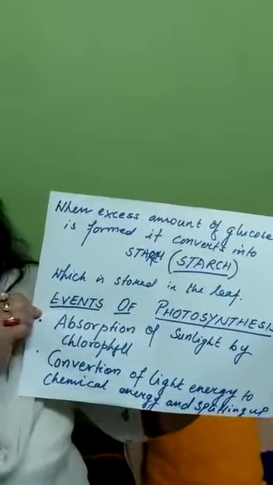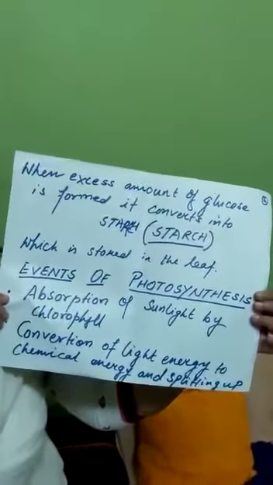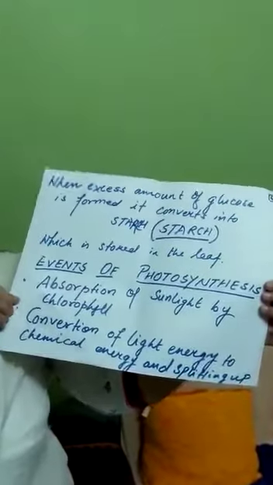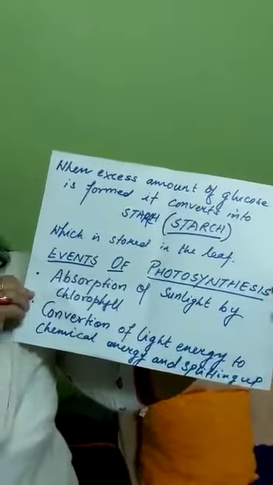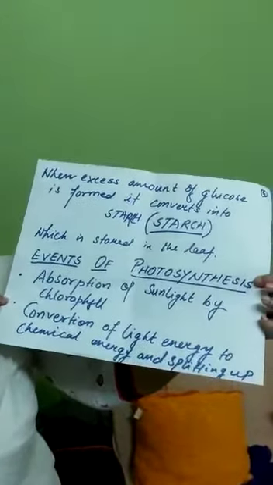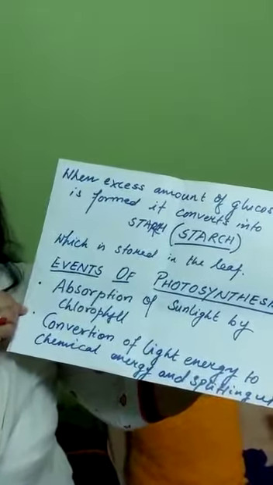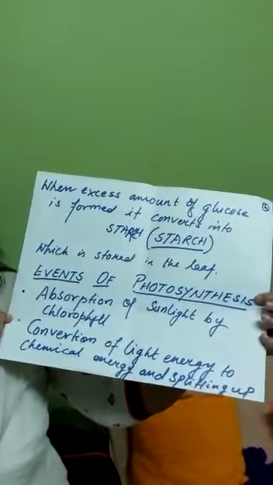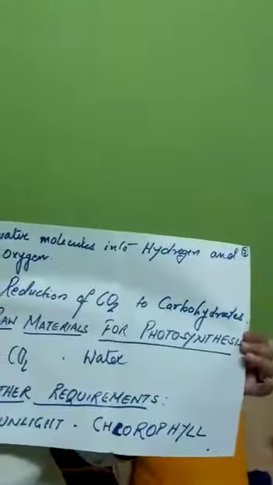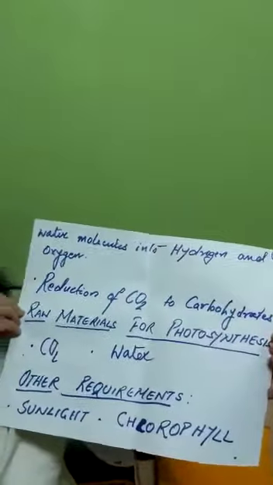Now let us see what are the events of photosynthesis. That means what happens during photosynthesis, what are the things going on. First is absorption of sunlight by chlorophyll, that is trapping of sunlight by chlorophyll. Next is conversion of light energy to chemical energy and splitting up of water molecules into hydrogen and oxygen. Third is reduction of carbon dioxide to carbohydrates.